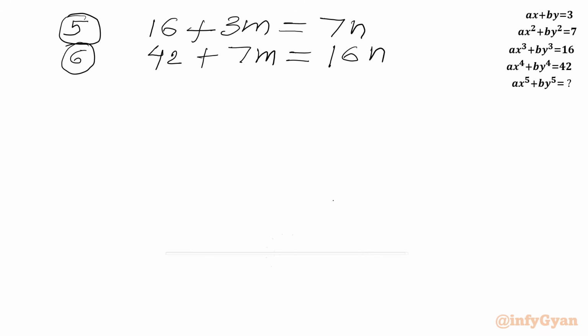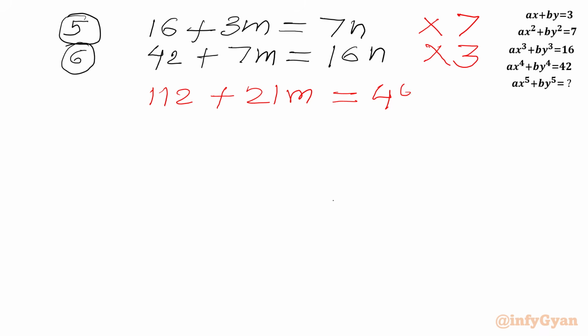Now we have to solve equation 5 and equation 6. We have to eliminate variable m. So I need to multiply the fifth equation by 7 and the sixth equation by 3. Let's multiply: 16 times 7, 112, plus 3m times 7, 21m, 7n times 7, 49n. Now the sixth equation will be multiplied by 3: 42 times 3, 126, 7m times 3, 21m, 16n times 3, 48n.